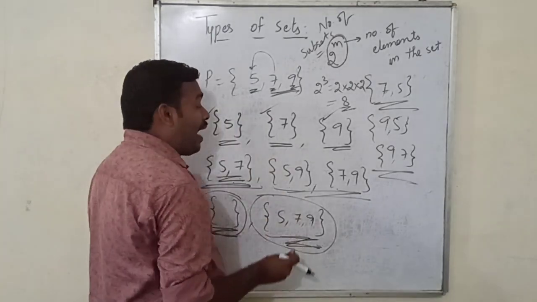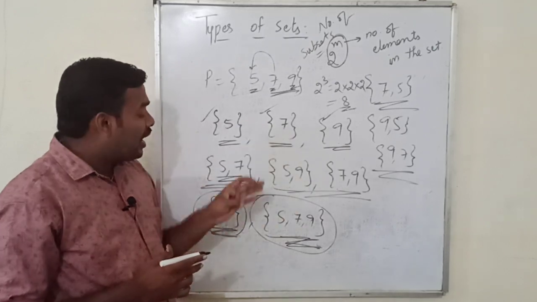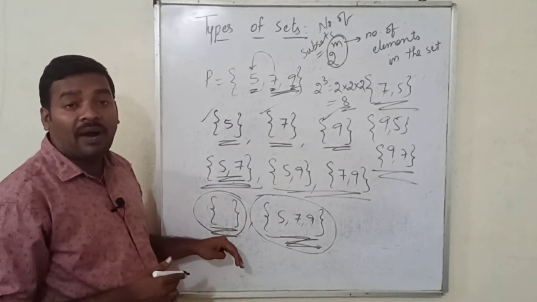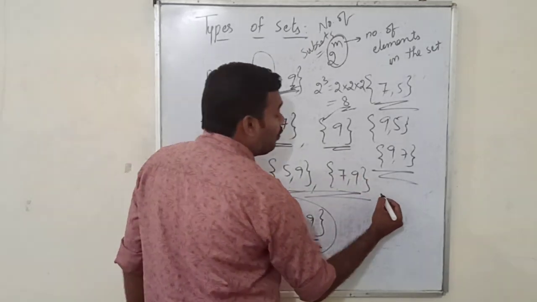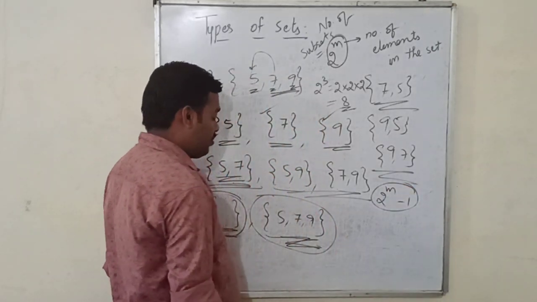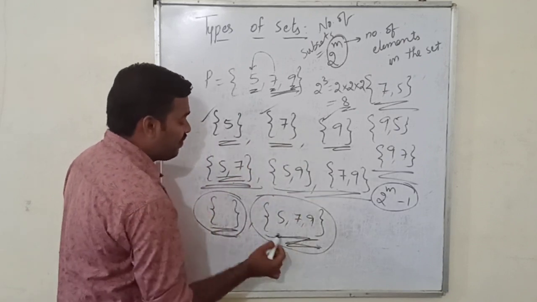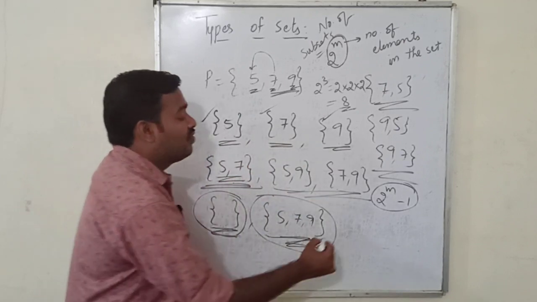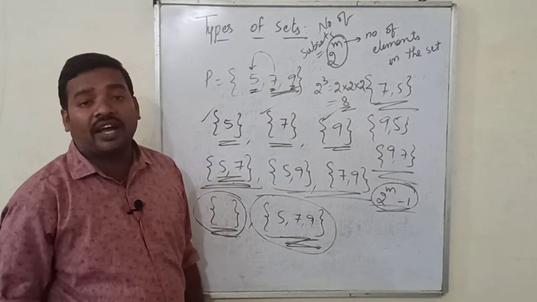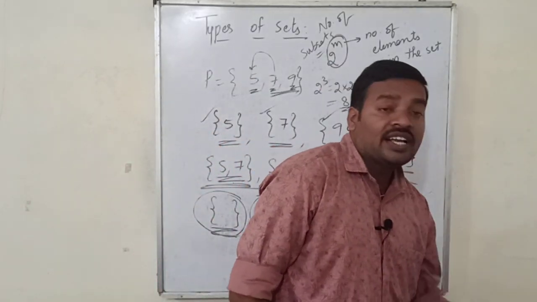And if you have to write the subsets apart from the empty set, then there will be 2 power m minus 1 subsets, that is 7. 1, 2, 3, 4, 5, 6, 7. We need not consider the empty set for this formula, 2 power m minus 1. So this is universal set and subset.